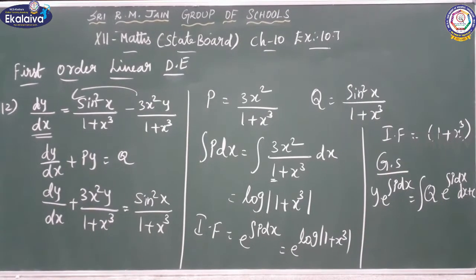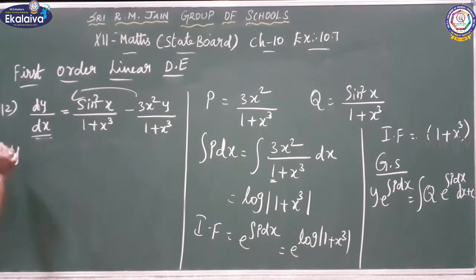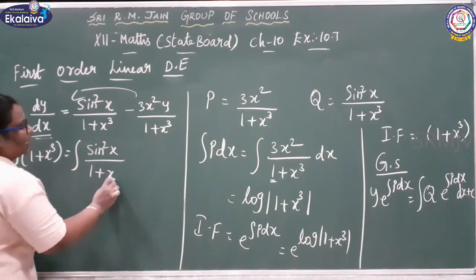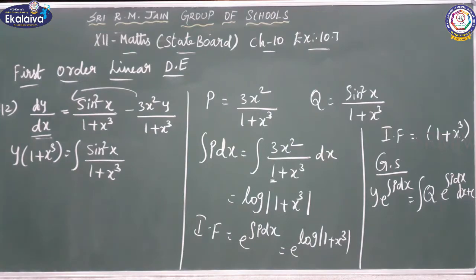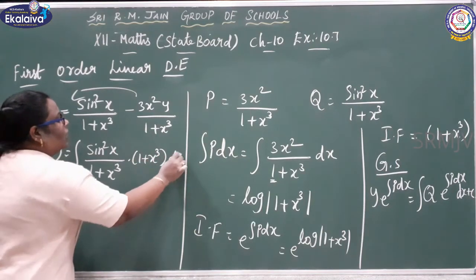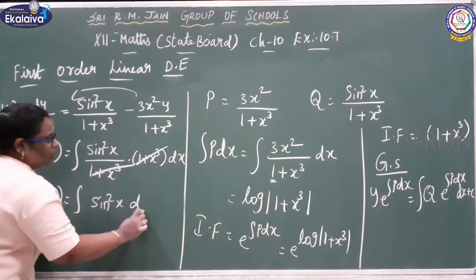So, y into integrating factor, what is that integrating factor? 1 plus x cube. Y into 1 plus x cube equal to integral q, sine square x by 1 plus x cube, into integrating factor 1 plus x cube into dx. 1 plus x cube get cancelled. So, y into 1 plus x cube equal to integral sine square x into dx.